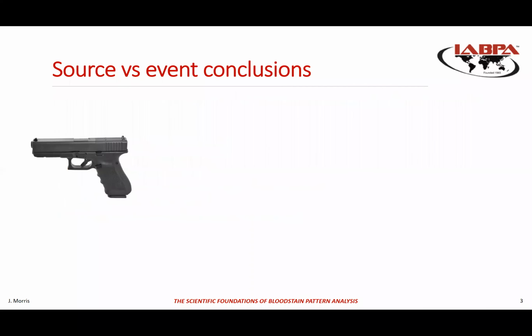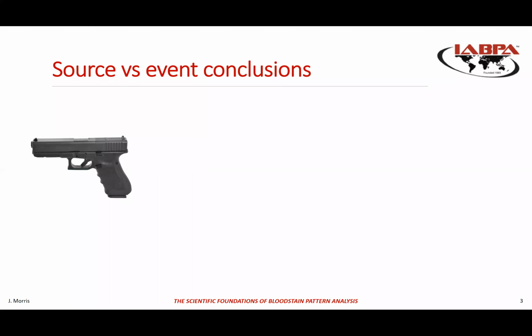So before we get into that, it's good for us to have a discussion about two different kinds of conclusions that are offered in forensic science. And those are source conclusions as well as event conclusions. Source conclusions are trying to associate objects with people. And forensic science does that very well.